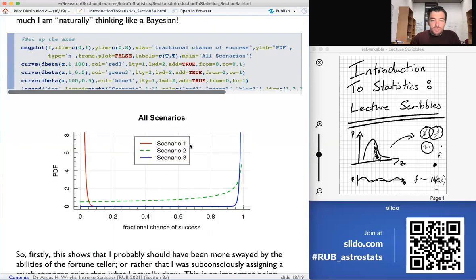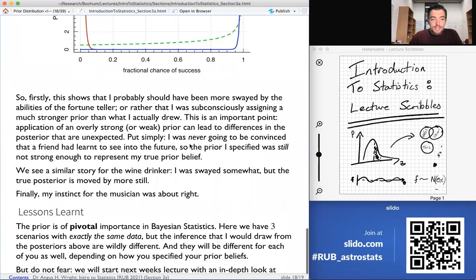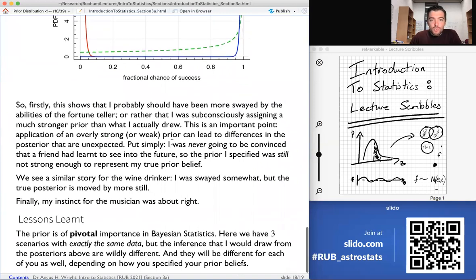But you can now do the same game. You can take these things and you can go through and you can look at how your posteriors compare to the true posteriors that you should have had, given Bayes' theory. And you can make some interesting conclusions about how your own priors and what you're actually thinking.